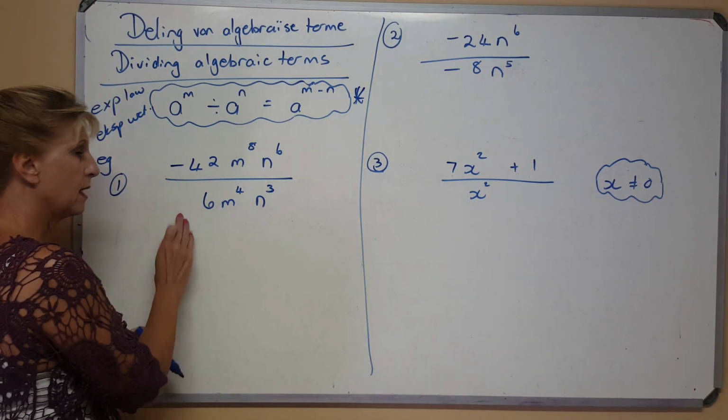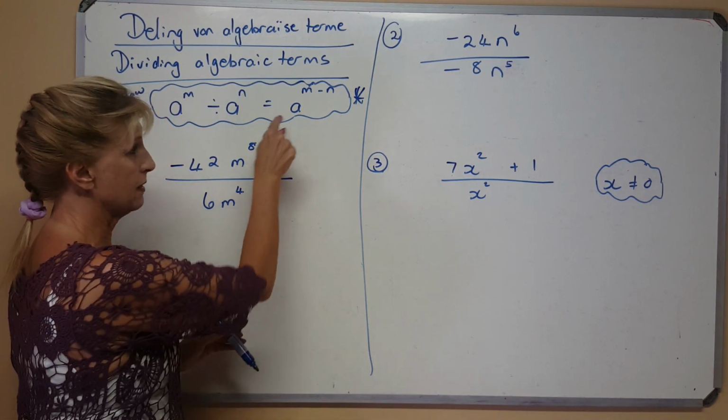It's always first the sign, then the numbers, then the variables by using that law.